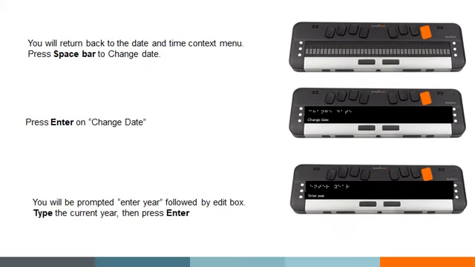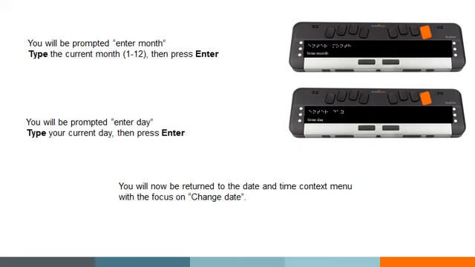To change the date, we'll press our spacebar or our next thumb key, and we will see a change date option in this menu. Again, we're going to activate this by pressing enter, and we are presented with an enter year field, and again, the current year is selected in your edit box. You can simply type in your current year and press enter. You will then be presented with enter month. Again, put in your month using 1 through 12, press enter.